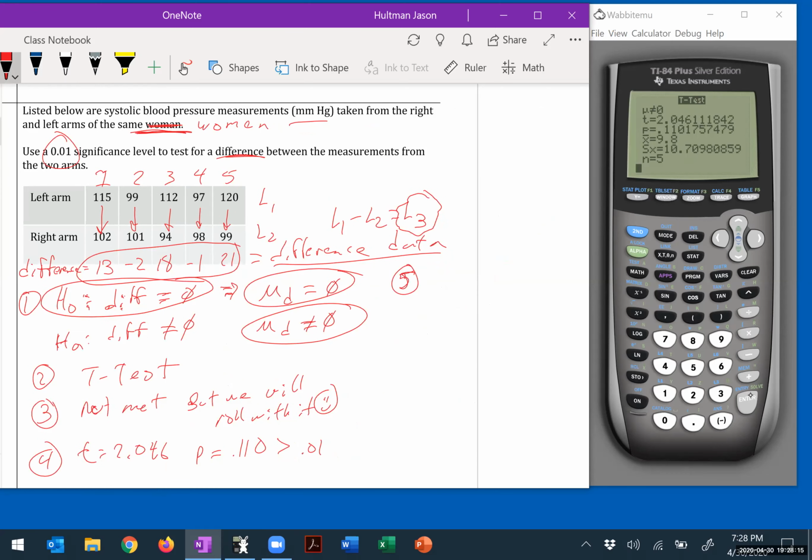So there is no significant difference in the blood pressure between the left and right arms. Okay, so that's my conclusion. Hopefully that makes sense.